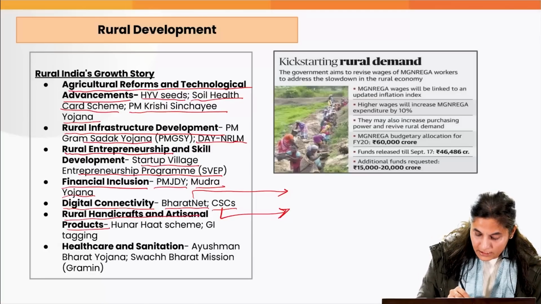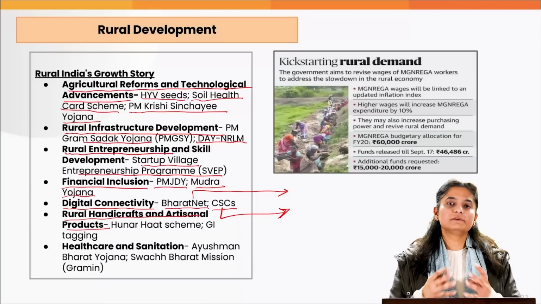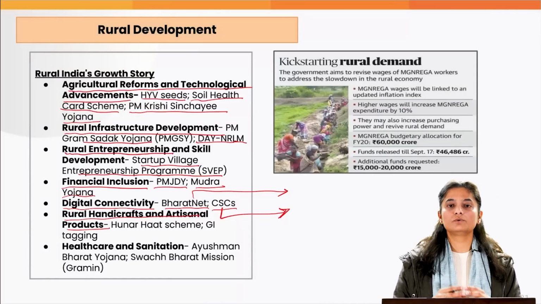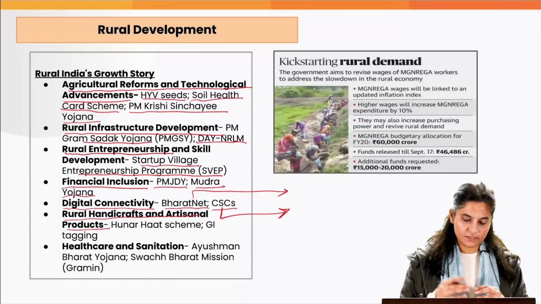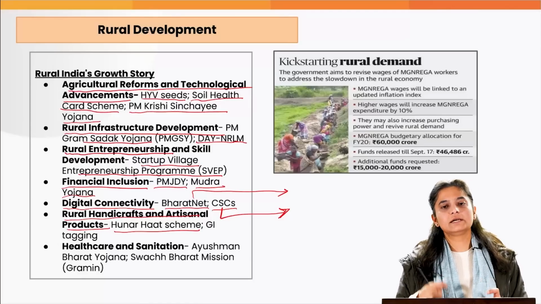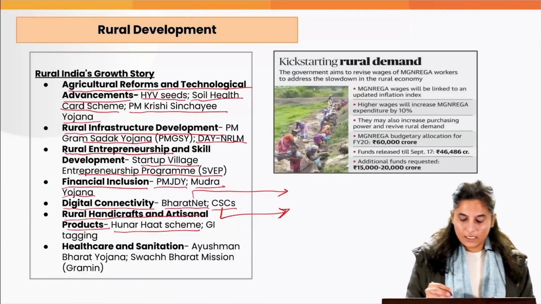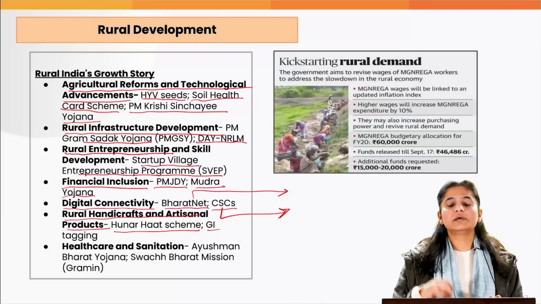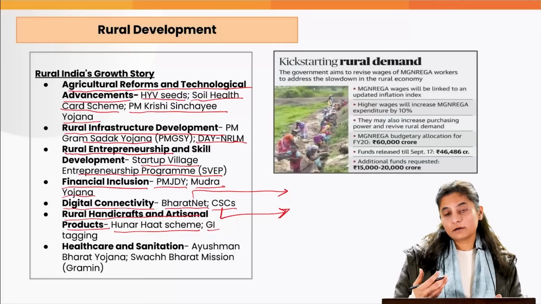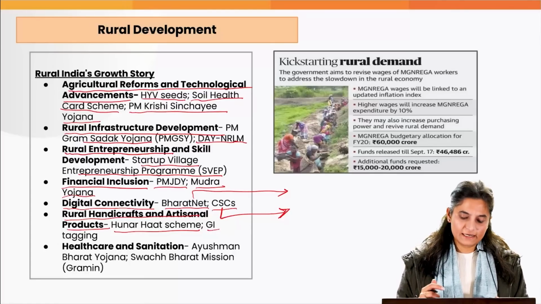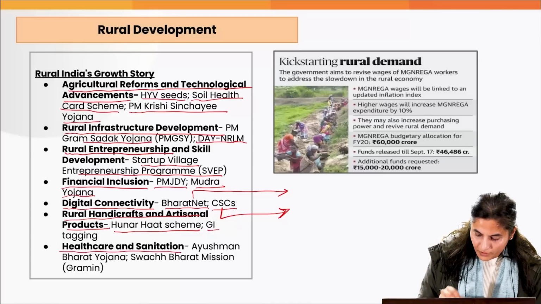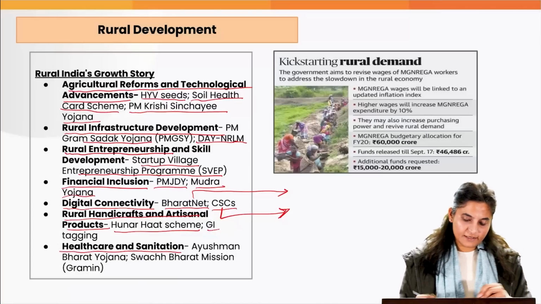Then there is the case of giving a location to handicrafts and various artisans who are looking for the right space to sell their products. So there has been the Hunar Haat scheme, where we have been constantly organizing these Hunar Haats from place to place. There is also a provision of GI tagging, where we are recognizing the speciality of products that have been there for probably centuries, a specific quality of the product and the region that recognizes it. So that is about rural handicrafts and artisanal products.